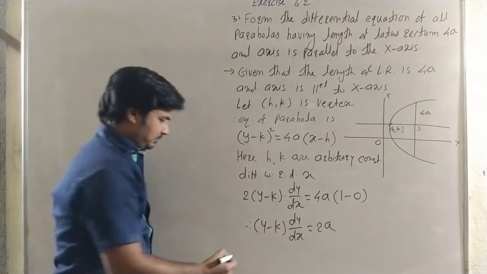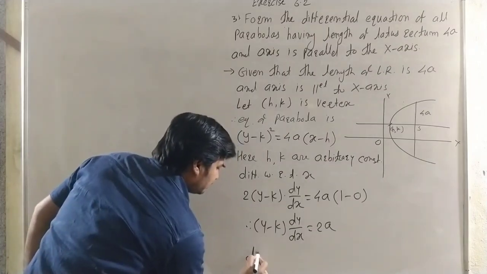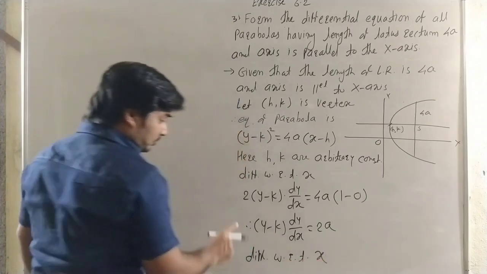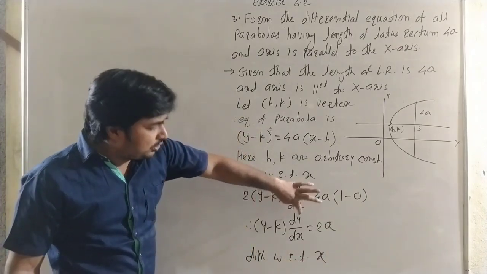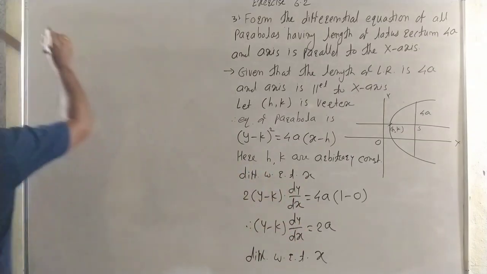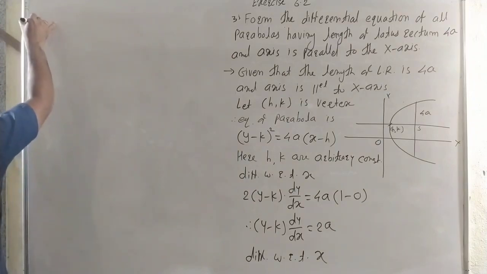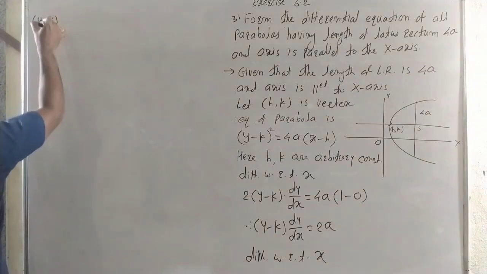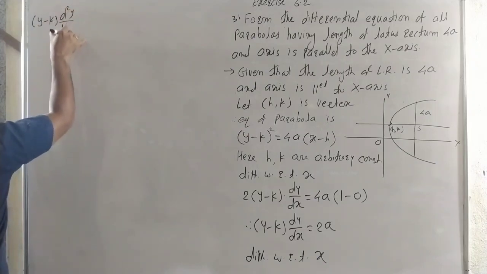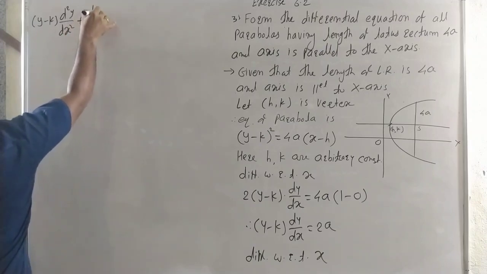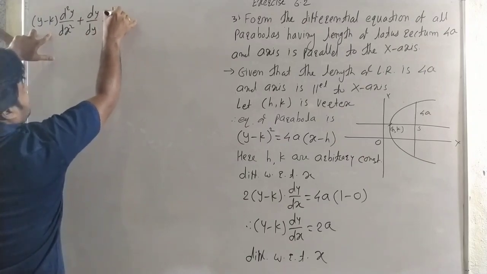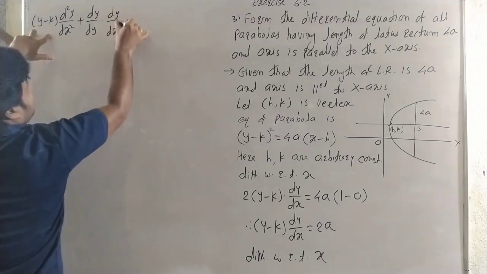Now again differentiate with respect to x. Now here (y minus k) into dy by dx. Here we use the u into v rule, and 2a is a constant, so its derivative is 0. Differentiate with respect to x: first function as it is, that is (y minus k) into d2y by dx2, plus second function as it is, dy by dx into the derivative of (y minus k), and the derivative of (y minus k) is dy by dx, is equal to 0.